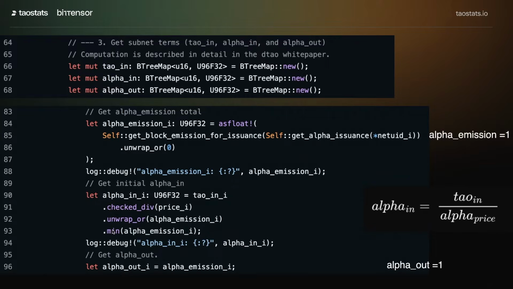This min here means that it's going to take the smallest number of alpha emission, which is 1, or this ratio here. What that means is the largest value that you can have for alpha in is 1. And then alpha out is going to be 1 right now. And at the halving, it'll be 0.5, et cetera.